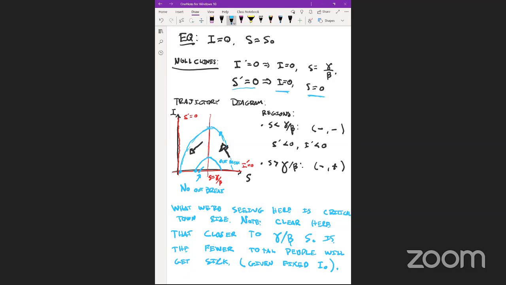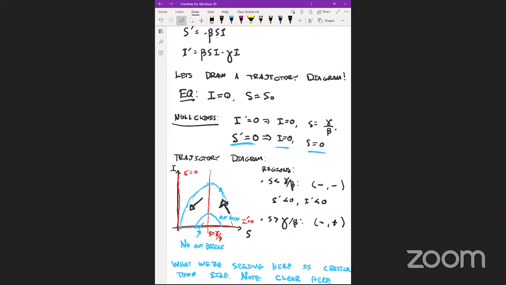And this will maybe be a little bit more clear in the next example where we have some null lines that aren't actually straight. But the curves of the null lines themselves can be anything. They don't necessarily have to, they can be any curve in I and S. But the reason that I have S prime equals 0 labeled here is because the I-axis, where S equals 0, is given by the S prime null line, is given by setting the equation for S prime equal to 0.